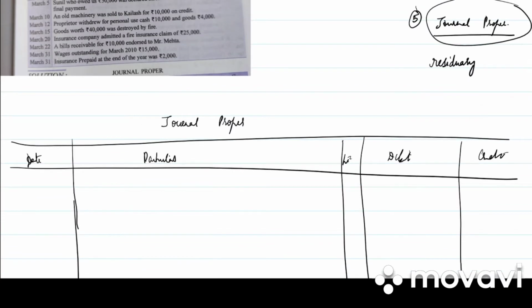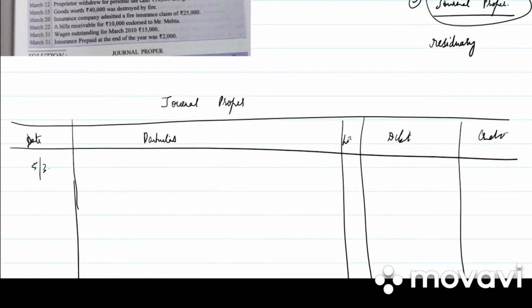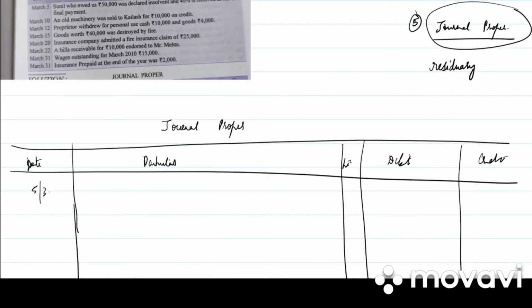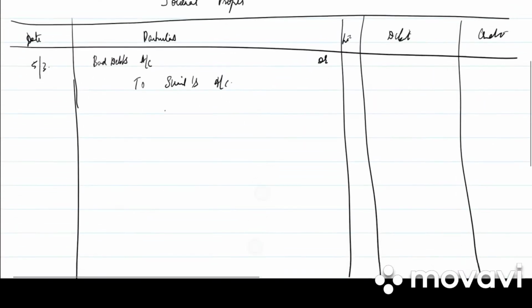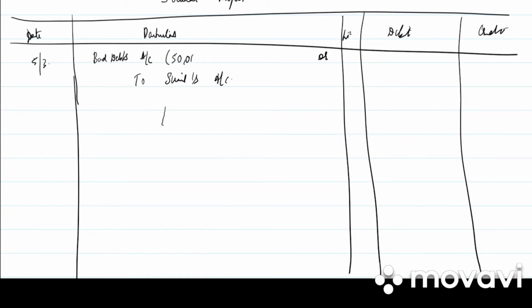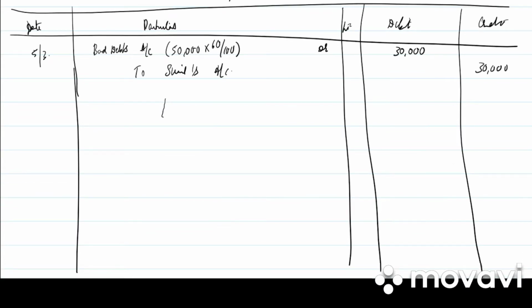So Sunil, who owed us 50,000, was insolvent. So 5th March, we recovered only 40%. So what is the journal entry? It is bad debts account debited to Sunil's account. So how much is bad debts? It is 60%. So 50,000 into 60 by 100, 30,000 debit, 30,000 credit. Write down the narration. Bad debts written off on Sunil's insolvency.